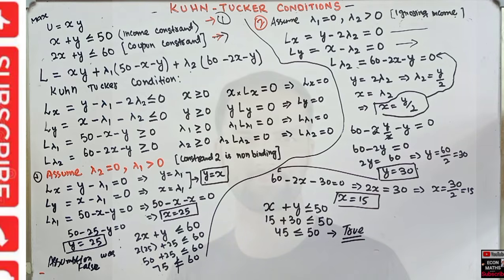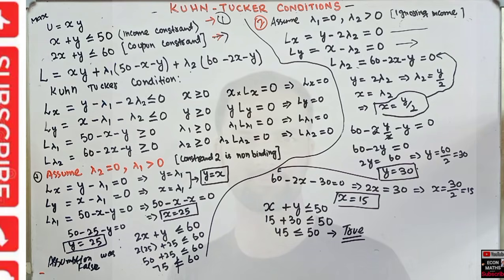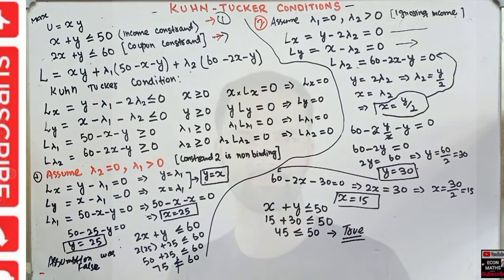Now what does this mean? When the value of x was 50, y was 30, both the constraints are satisfied. Or I can say that none of the constraints is violated, because we got x plus y less than 50, as I have shown here. Also we got 2x plus y less than or equal to 60.